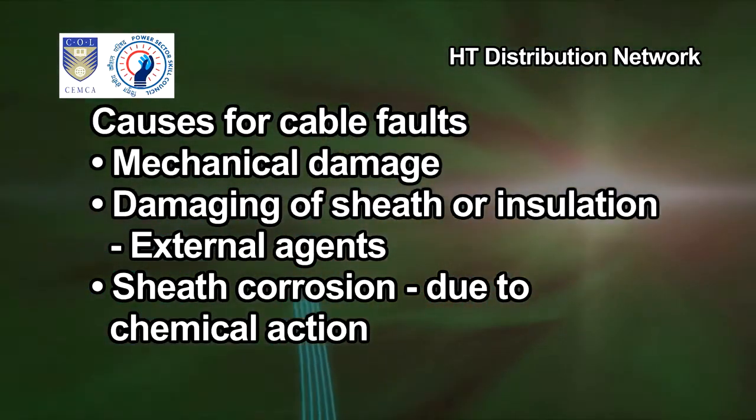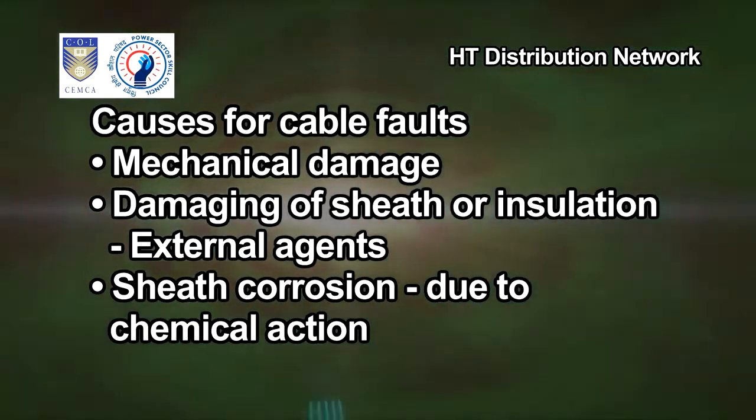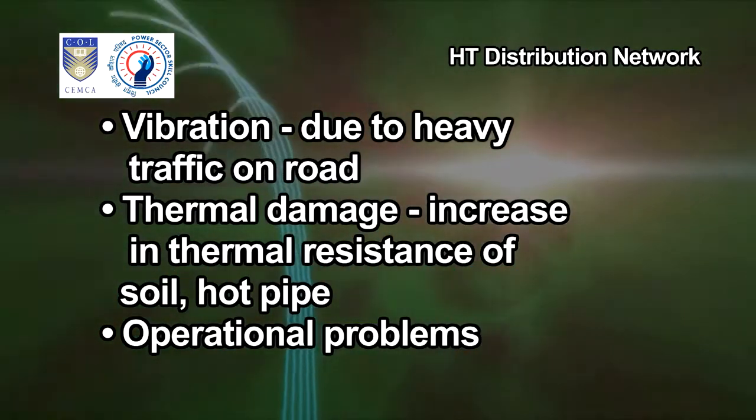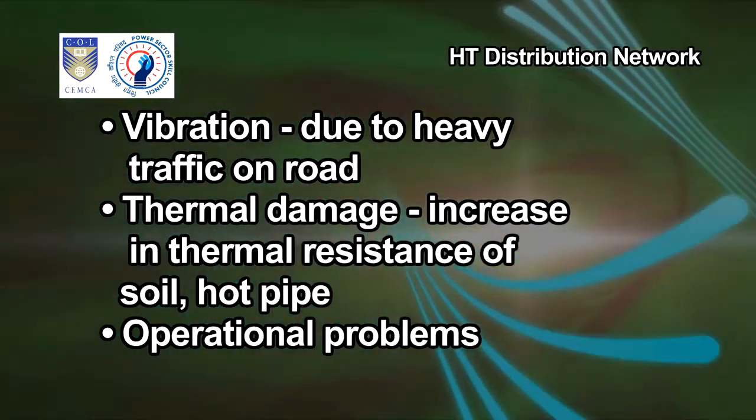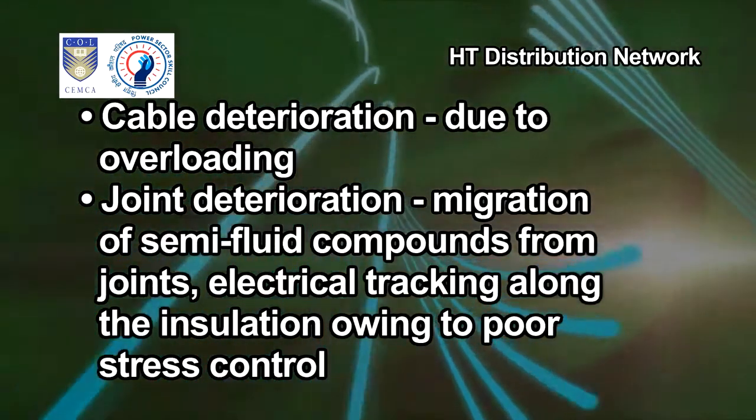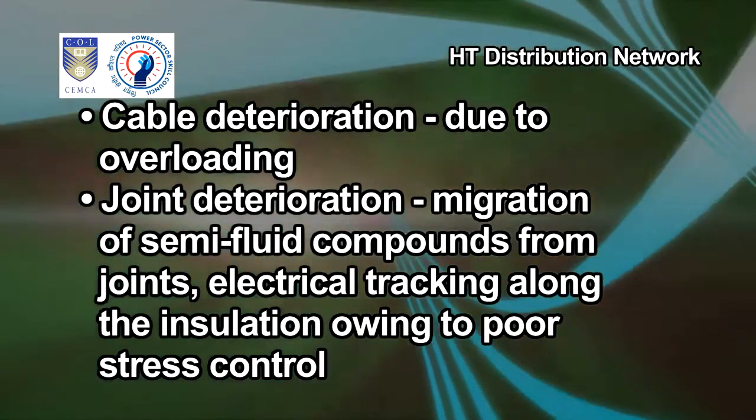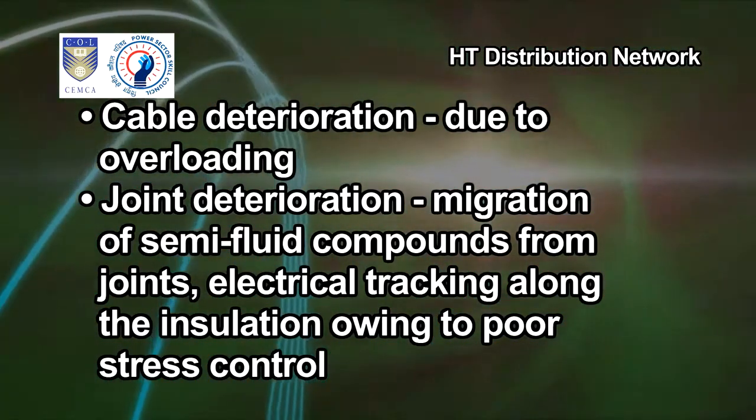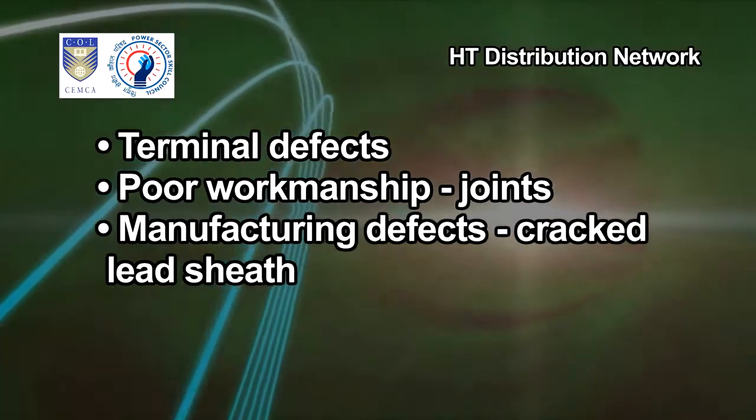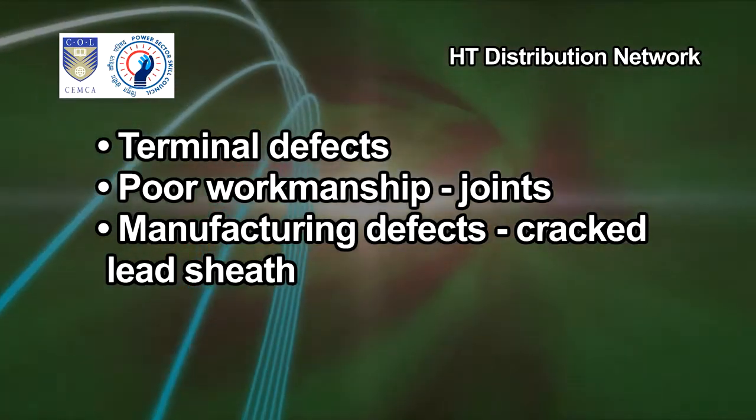Causes for cable faults: mechanical damage, damaging of sheath or insulation, external agents, sheath corrosion due to chemical action, vibration due to heavy traffic on road, thermal damage, increase in thermal resistance of soil, operational problems, cable deterioration due to overloading, joint deterioration, migration of semi-fluid compounds from joints, electrical tracking along the insulation owing to poor stress control, terminal defects, poor workmanship, joints, manufacturing defects, cracked lead sheath.